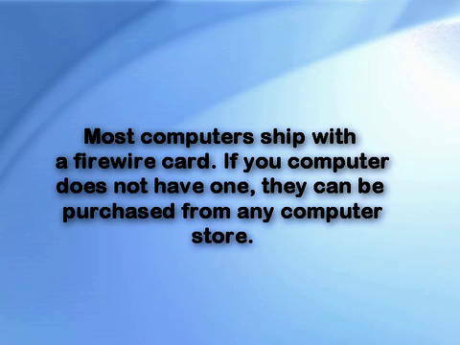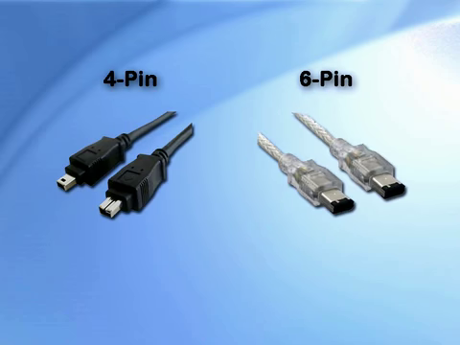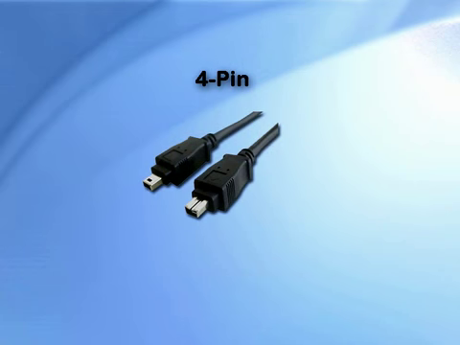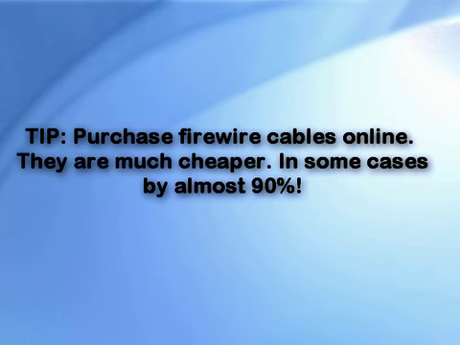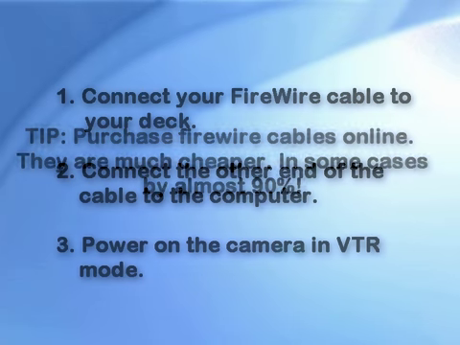Most computers ship with a FireWire card. If your computer does not have one, you can purchase one from any online or in-store computer retailer. FireWire cards installed on computers may either be 4-pin or 6-pin. However, most cameras primarily have 4-pin FireWire connections. Therefore, depending on the type of FireWire ports installed on your system, you need to purchase the appropriate FireWire cables. FireWire cables can be purchased from any computer store. However, purchasing these cables online will often save you a lot of money. I would also recommend purchasing multiple cables, because these cables are fragile and tend to break frequently.